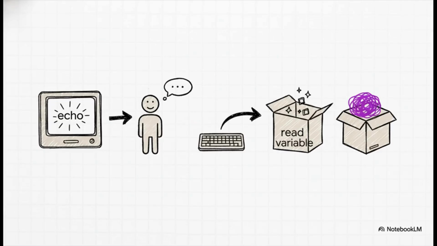Okay, but what if your script needs information you don't have yet? Well, you can just ask the user for it. It's super easy. First, you use the echo command to display a message, a prompt, like enter your name. Then, you use the read command followed by a variable name. The script will literally pause and wait for the user to type something in. Whatever they type gets stored right into that name variable. Just like that, your script is interactive.